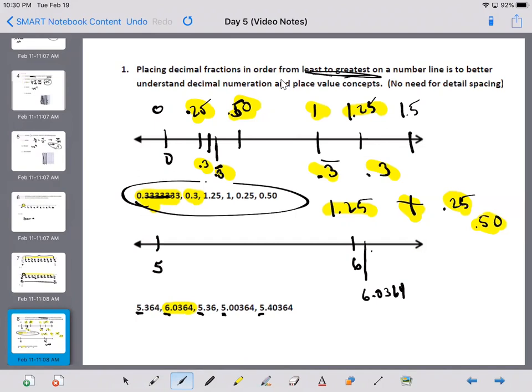So this is the 10,000ths place, that 4. So this would be 6 and 364 10,000ths. And so we see that number. And then next, let's kind of work our way. Here's 5. So 5, this number is going to be just right inside there approximately.